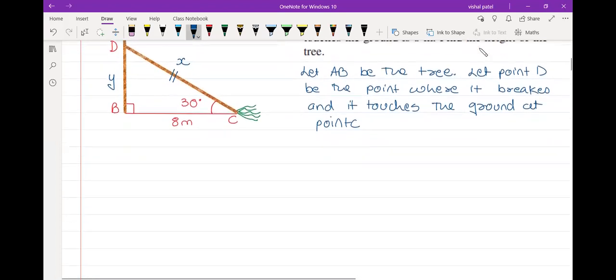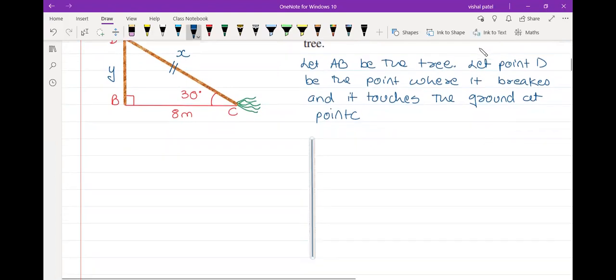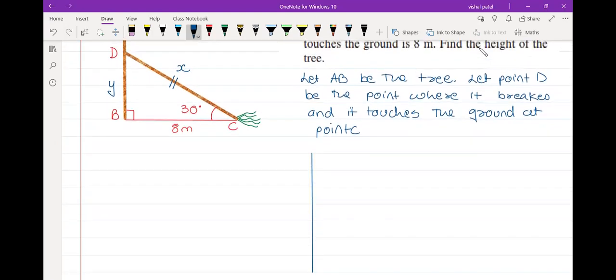Okay, now this is the triangle we have. Now see what I'm doing, students. I'm making two columns. Okay, I'm making two columns. Now, in triangle DBC, now all of you see the figure. This is 30. This is Y and this is 8.